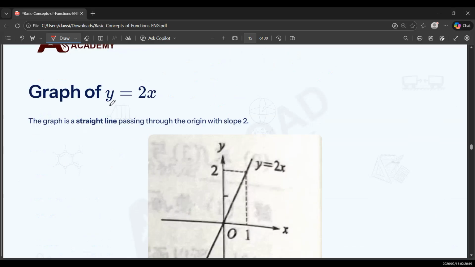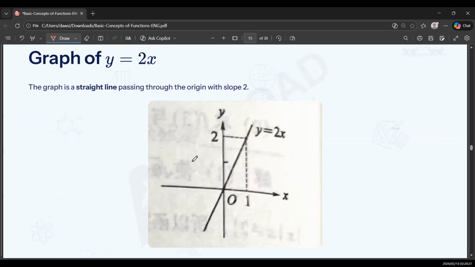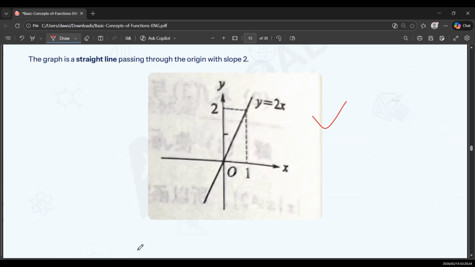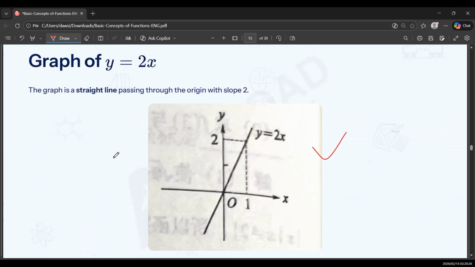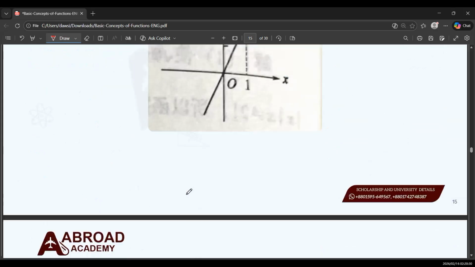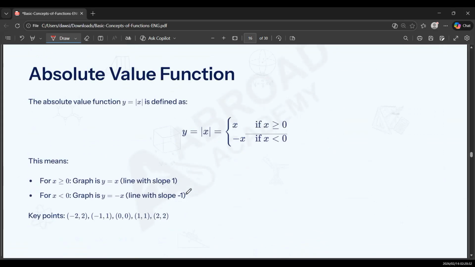As you can see here, the graph of y equals 2x. This is the graph. It is a straight line passing through the origin. And the absolute value function.